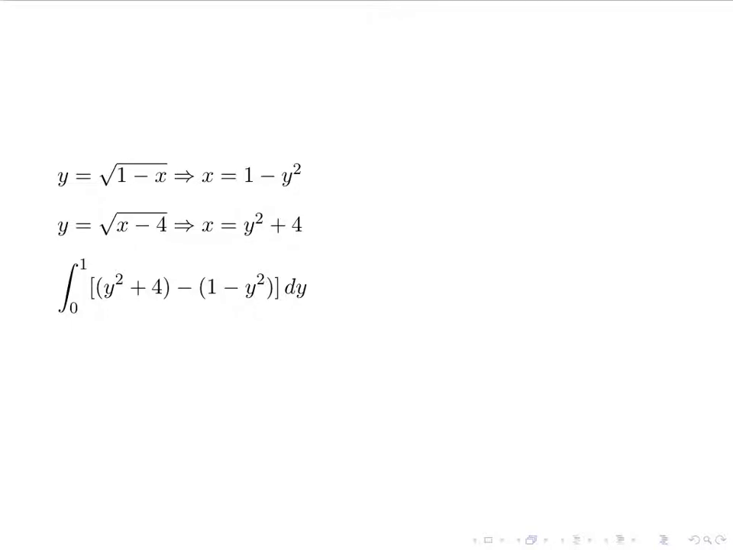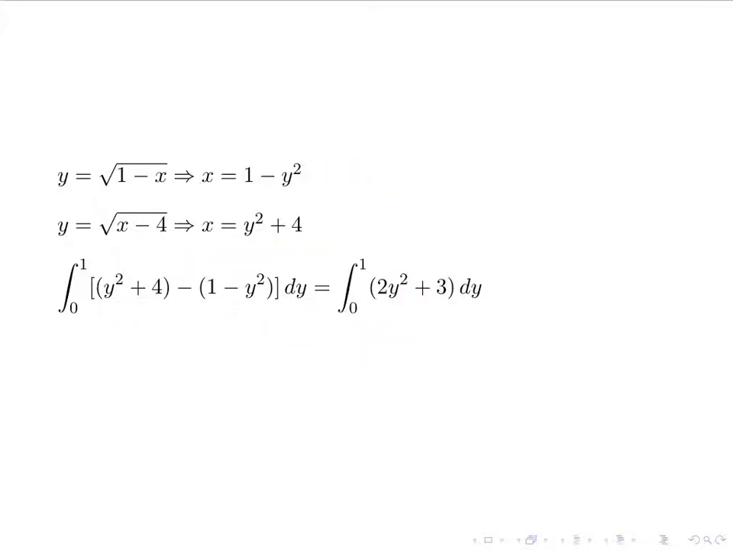So again, it's the integral from 0 to 1, my y values. And then this one was my right function, so it goes first. And then my left function goes second. And remember, it's always the bigger one minus the smaller one. So in a number line, the bigger numbers are to the right, which is why you're doing the right minus the left, the bigger minus the smaller.